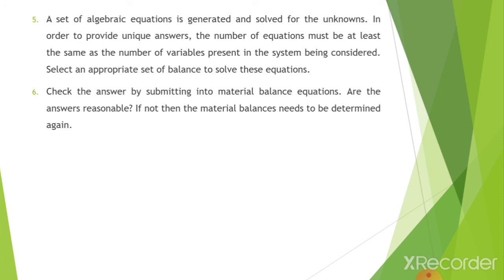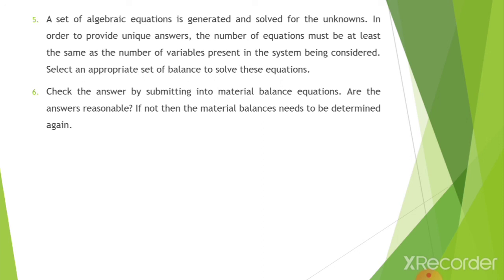Then we have to form an algebraic equation or a number of algebraic equations, and these algebraic equations are solved for unknowns. In order to provide unique answers, there is one trick: the number of equations must be at least the same as the number of variables present in the system under consideration. So select an appropriate set of balances to solve these equations, and then we have to check the answer by substituting into the material balance equations.